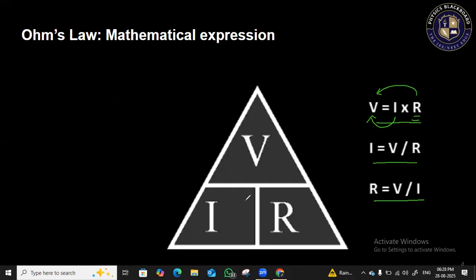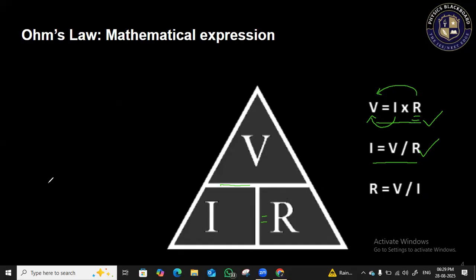Here you can see an Ohm's law triangle. If you want to find the potential difference and you have the electric current and resistance of the conductor, you can take V equals I into R. Instead, if you want to measure I, that is I equals V by R. Or else if you want to know the R value, R equals V by I. So this triangle gives you the relation between V, I and R, and how we use this mathematical expression in numericals, we will see at the end of this session.